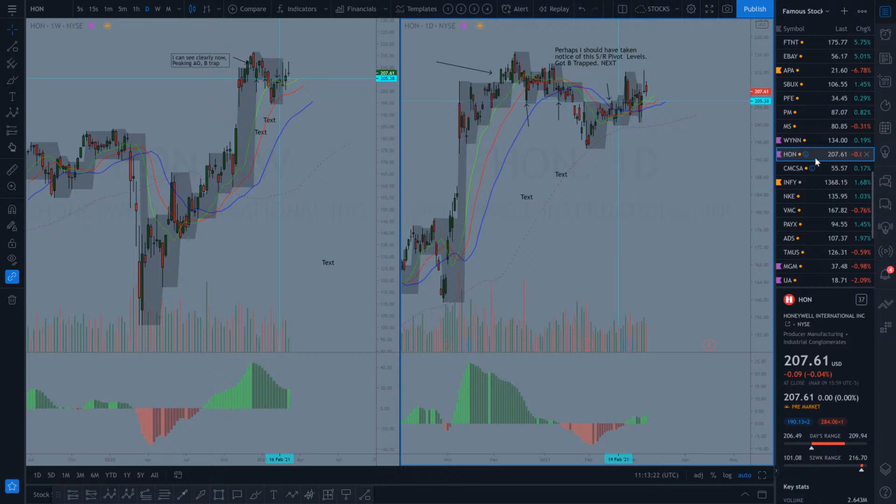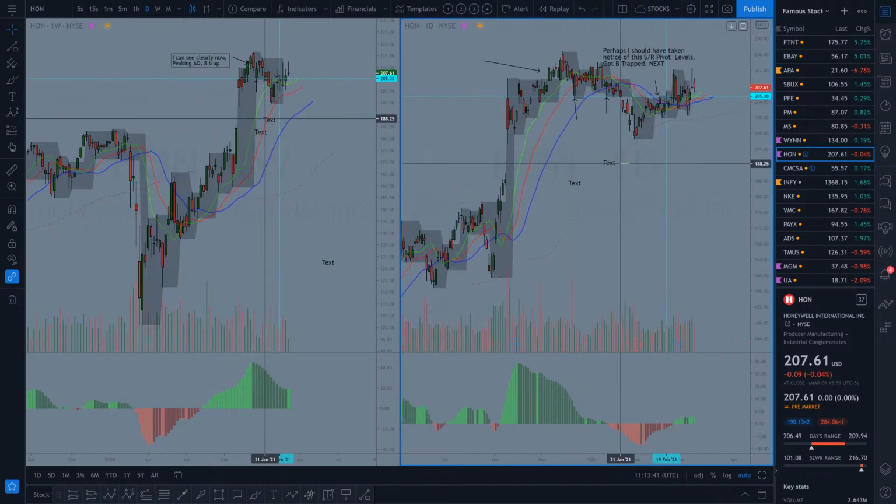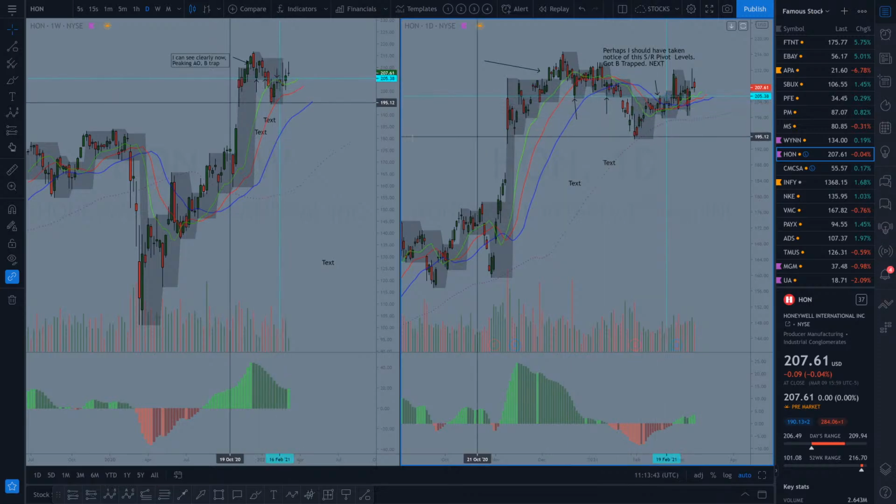Okay, we tried Honeywell. I think it was a bad decision from my end. I can see now, perhaps I should have taken notice of this SR point level. I think the reason it was a wrong decision to trade this one is that I was just desperate for more trades around that time.